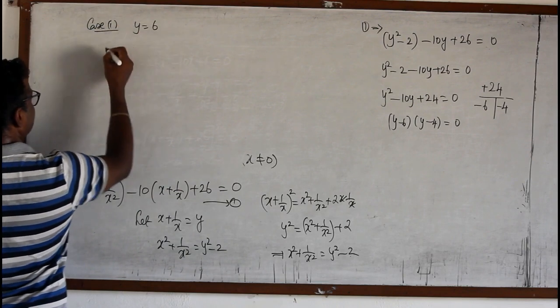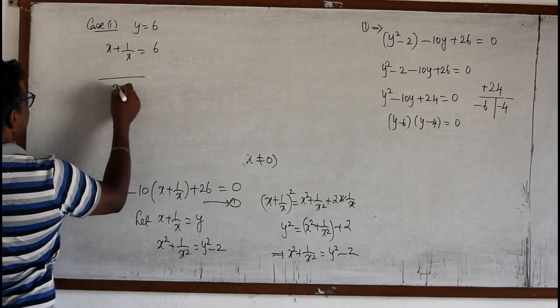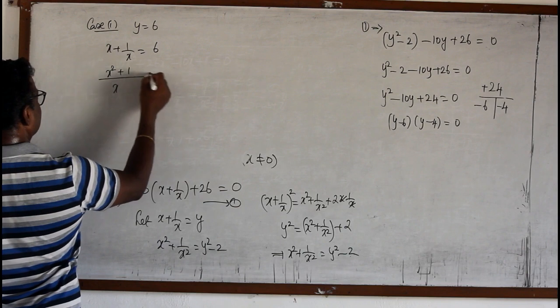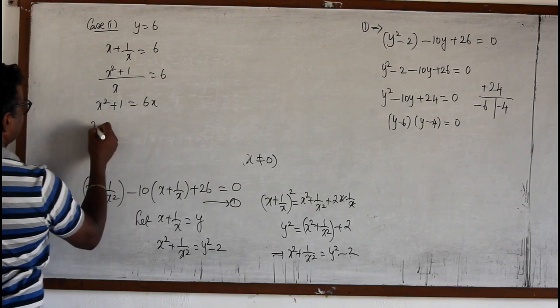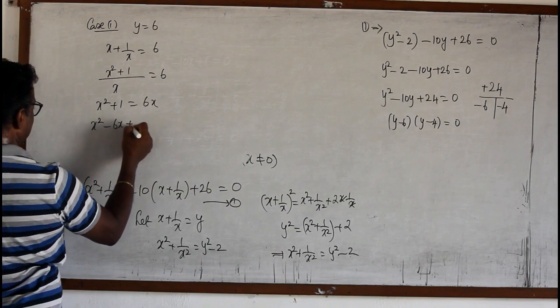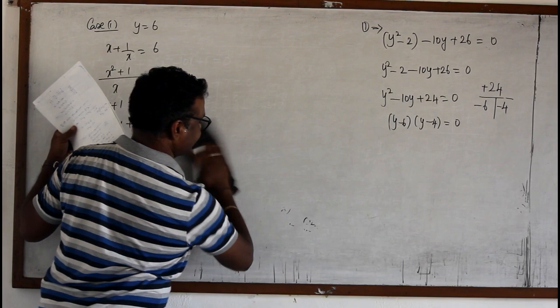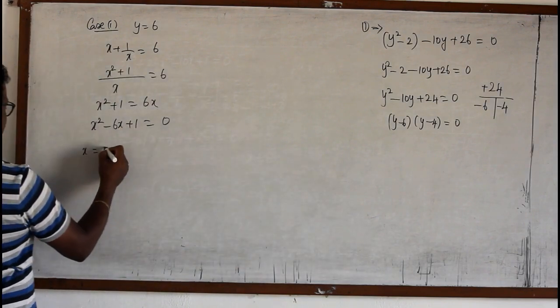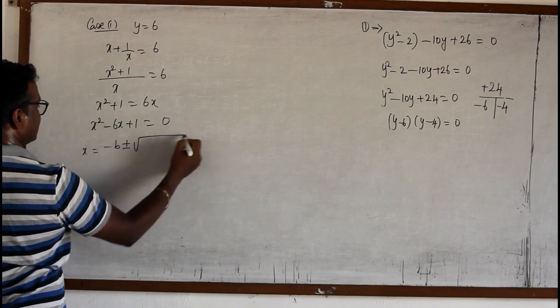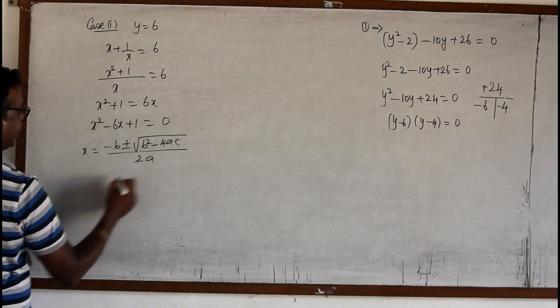Y equal to 6, that is x plus 1 by x equal to 6. So x square plus 1 equal to 6x. It is x square minus 6x plus 1 equal to 0. Therefore, this is a quadratic equation that cannot be factorized, so we use minus b plus or minus root of b square minus 4ac by 2a.